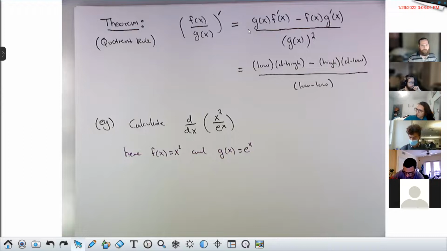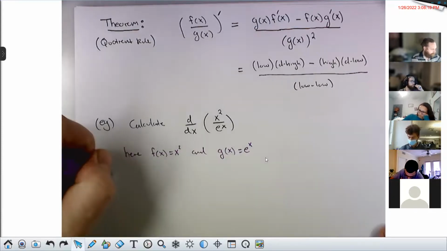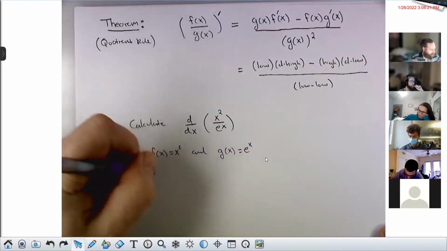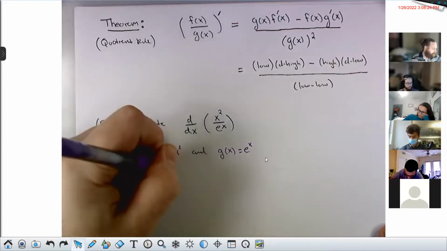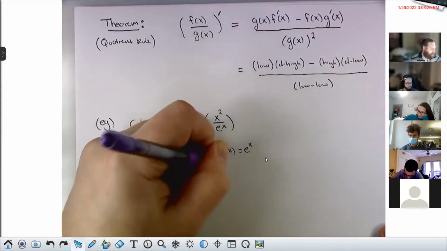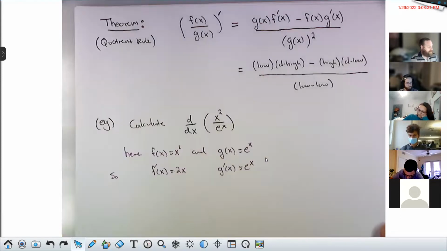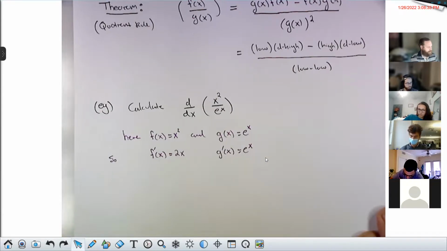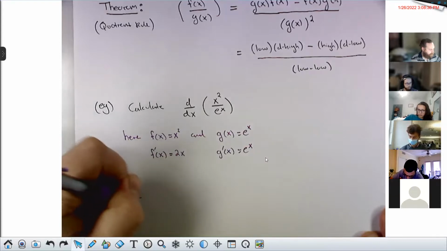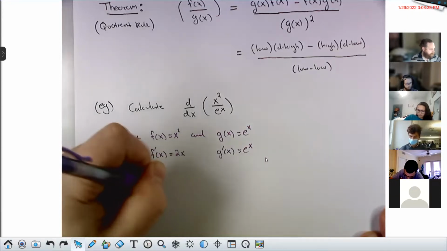So I'll have the bottom times the derivative of the top, or g times f prime, minus the top times the derivative of the bottom, all over the bottom squared. So f primed, if you're wanting to plug into that formula up there, f primed is 2x and g primed is e to the x. I'll tell you the way I do it. I don't plug into that formula. I write it out schematically using that mnemonic.